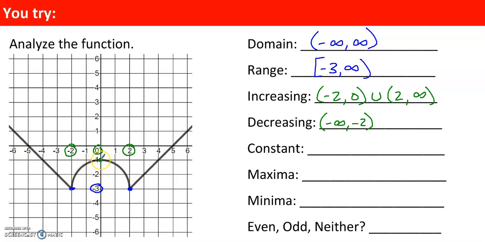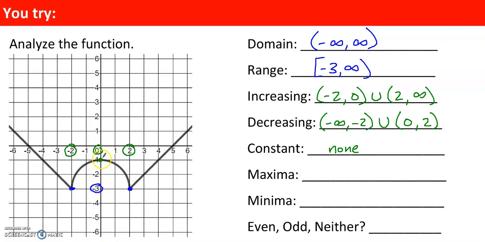Increasing. Oh, also I'm decreasing from 0 to 2, the x value 0 to the x value 2. And I believe that takes care of it. I don't think I'm constant anywhere here. Do I have any maximum or minimum points?